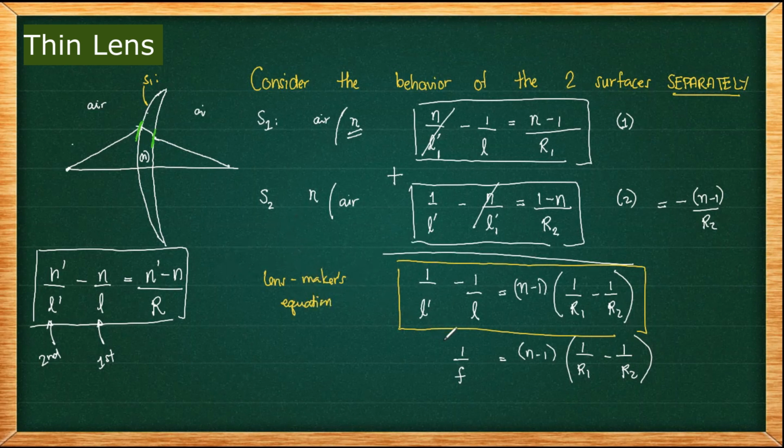And we can write it as this, where f prime is the focal length of the lens. So the lens maker's equation can be written as 1 over l prime minus 1 over l is equal to 1 over f prime. This is commonly known as the lens equation.